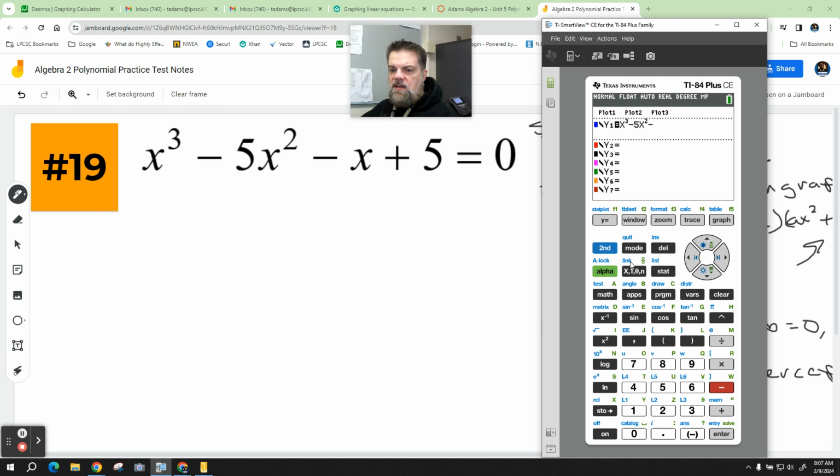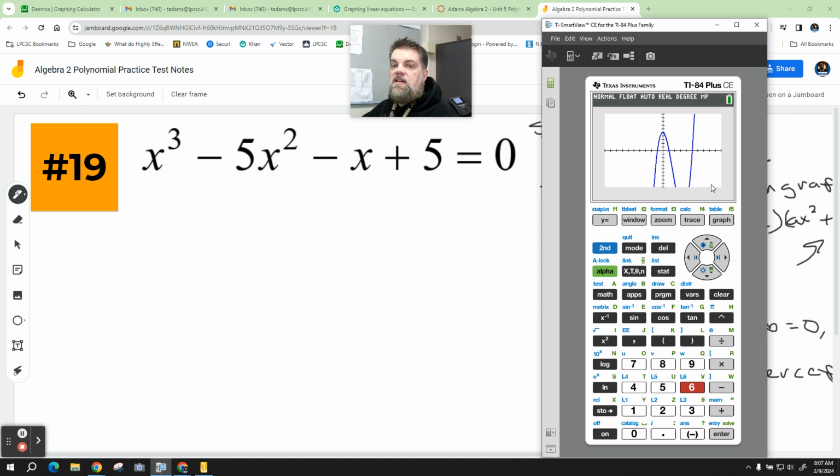So then let's finish putting that in there. And then I'm just going to hit zoom standard. Now zoom standard is nice because I'm assuming that this is going to cross between x equals negative 10 and 10. Remember, zoom standard goes from negative 10 to 10 in the x direction and negative 10 to 10 in the y direction. It's option number 6. We always start there. And I look like I have 3 solutions. It looks like negative 1, 1, and 5.